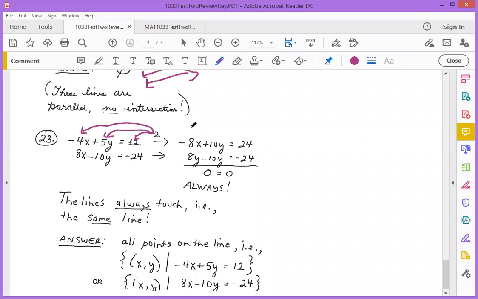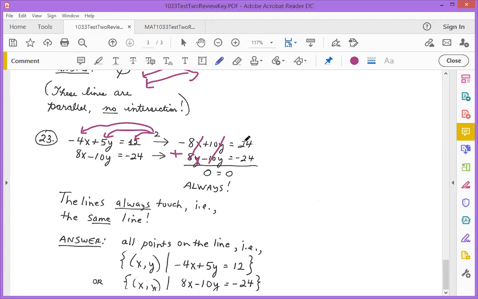We'll get negative 8x. 5 times negative 2 gives us negative 10y. And then 12 times negative 2 gives us negative 24. The second equation will stay the same, so we'll just copy over the 8x minus 10y equals negative 24. Now we'll add the top and bottom equations together. See, the 8x's will cancel. Also, the y's are going to cancel.